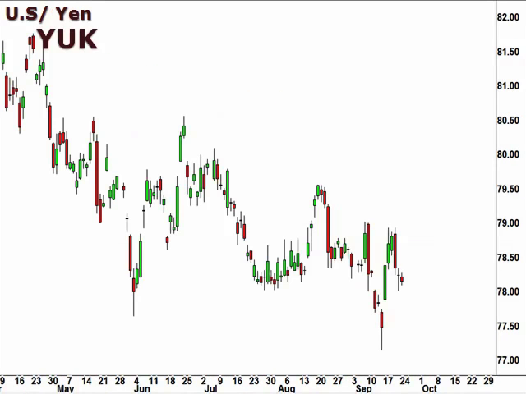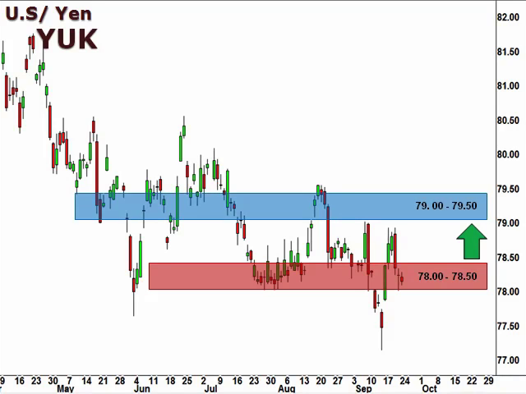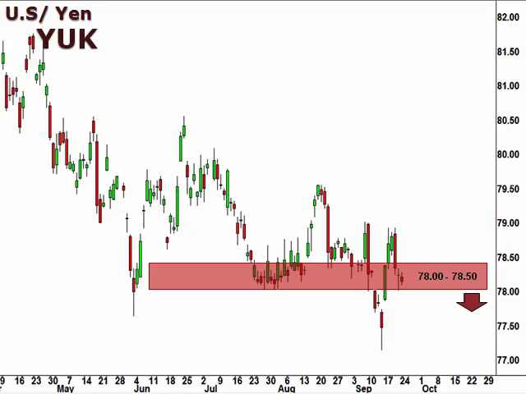Let's take a look at the YUK, the US dollar versus the Japanese yen. Well, the YUK remains range bound. However, the pair closed last week with a retest of the 78 support. A bounce here opens the window for a retest of resistance at 79. However, a break below 78 signals a continuation to the downside.